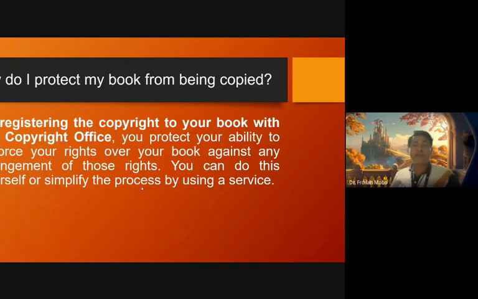So how do I protect my publications, articles, or book from being copied? By registering them to a copyright office, so they will be safe on that part. Okay, so always check all attributes and all factors or all their history.